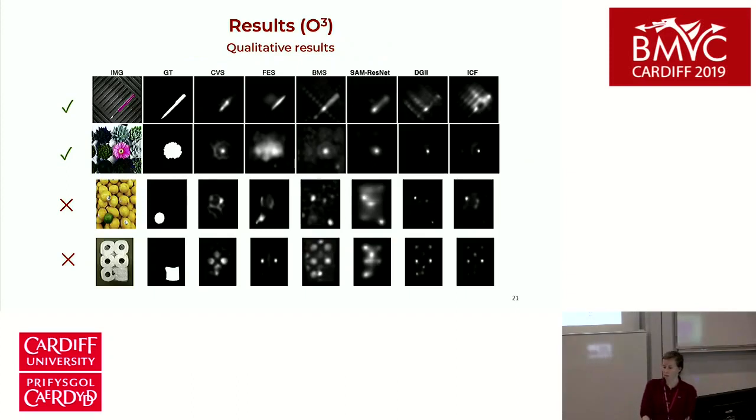So here are some qualitative results. You can see that in the first two rows, all models successfully detect the pink pen and the pink flower, but they fail to detect the pretty salient lime among the lemons, and none of them highlight the rotated roll of toilet paper, which should be quite obvious, again, to a human observer.